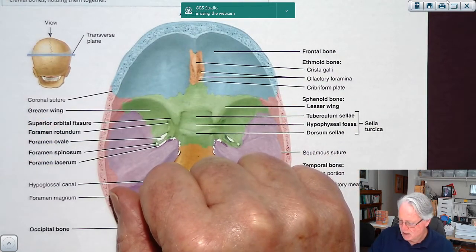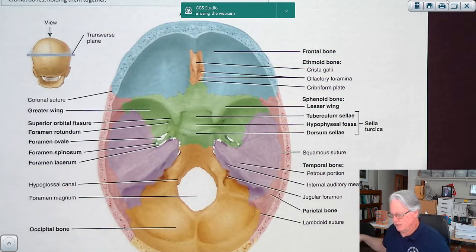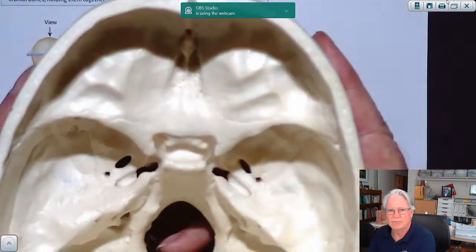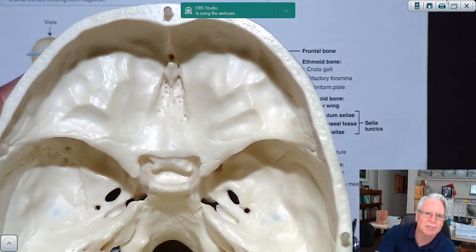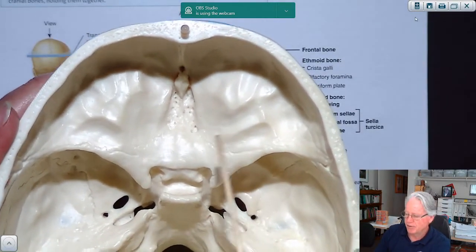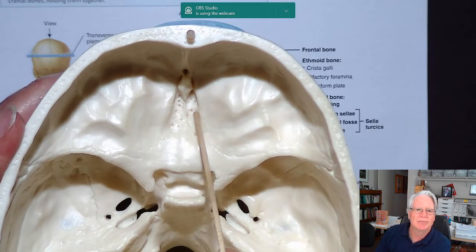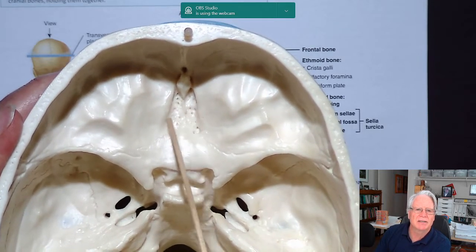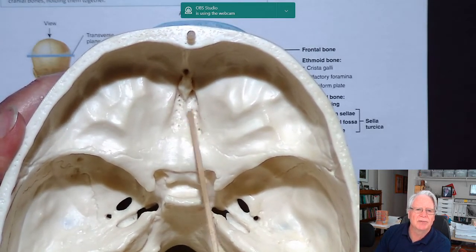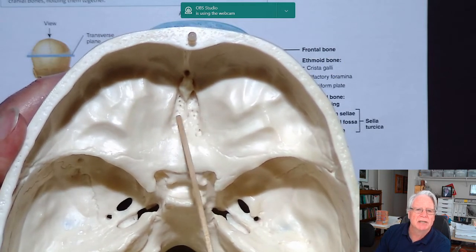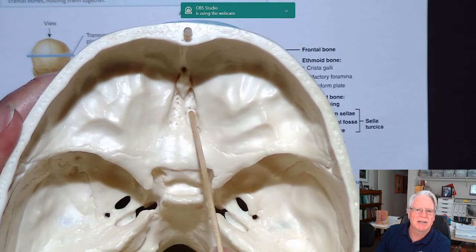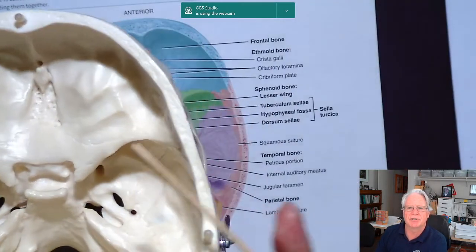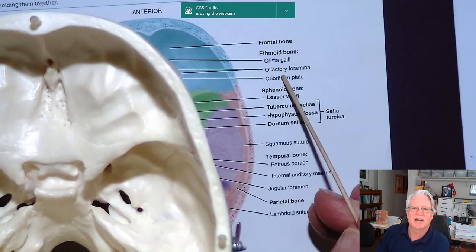Okay. And looking at the skull, you can see it very clearly now. You can see a plate with many holes in it, and that is the top of the ethmoid bone, and that plate with all the holes in it is called the cribriform plate, and the holes collectively are referred to as the olfactory foramina.